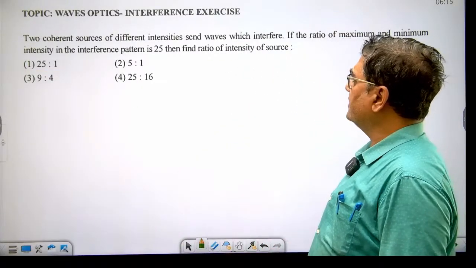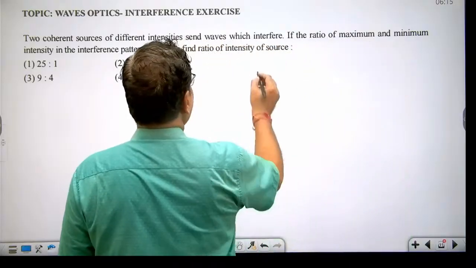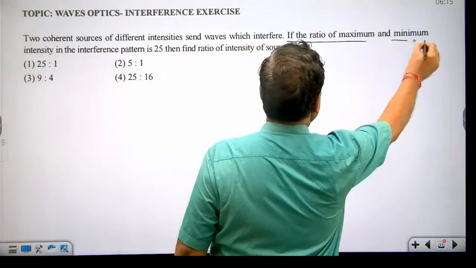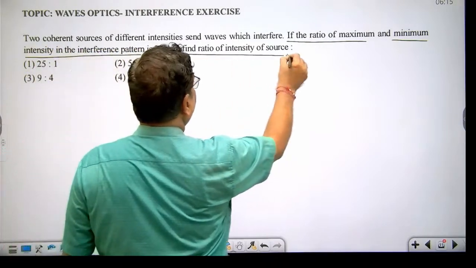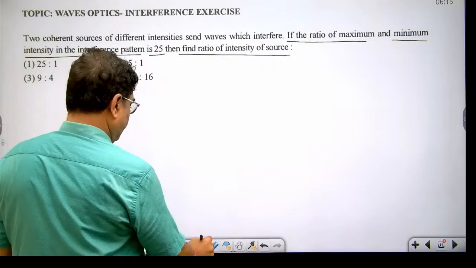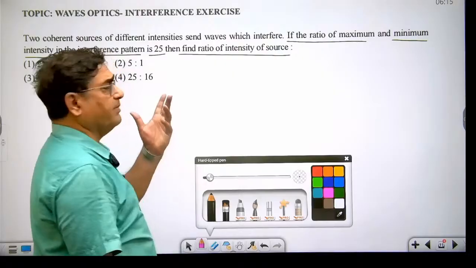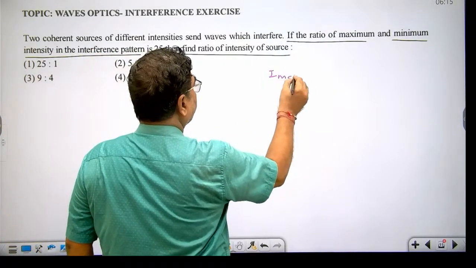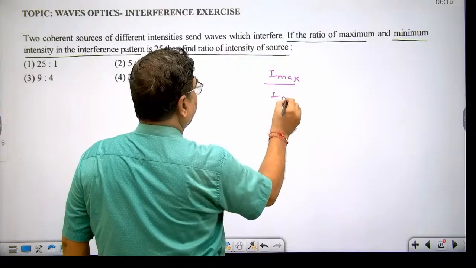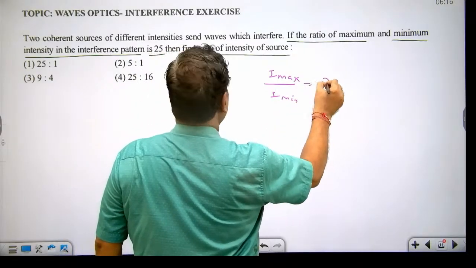Two coherent sources of different intensities send waves which interfere. The ratio of maximum and minimum intensity in the interference pattern is 25. Then find the ratio of intensity of the sources. See, in the question what is given? Ratio of maximum and minimum is given. I maximum upon I minimum is given as 25.